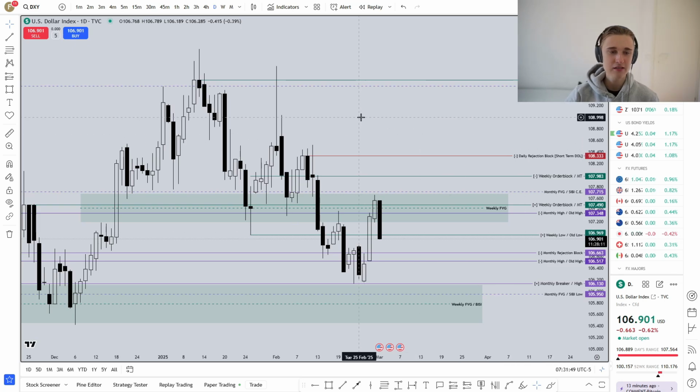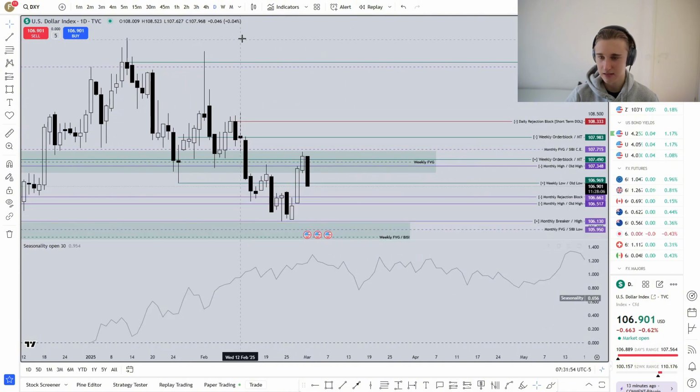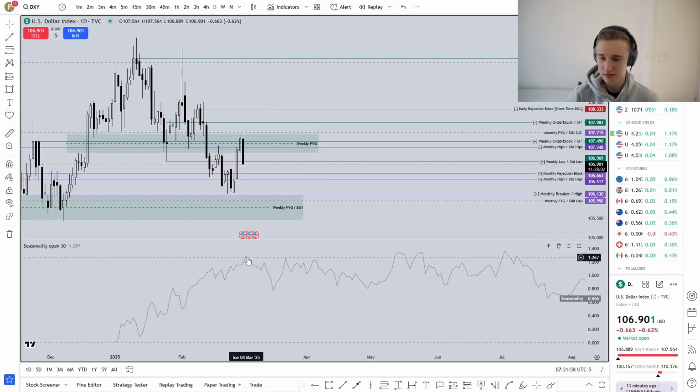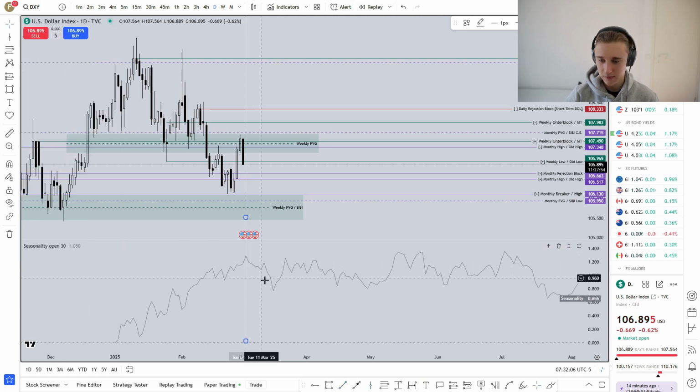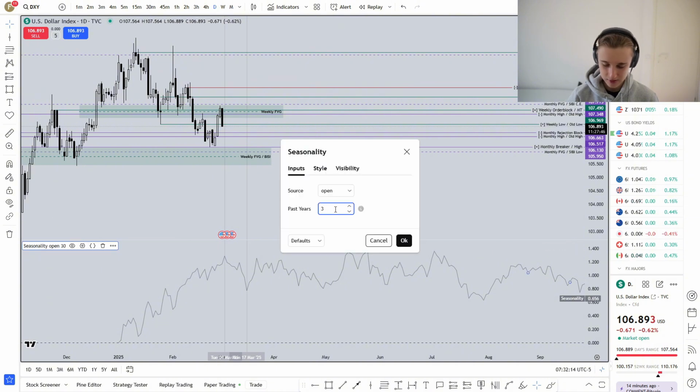Now we get into the seasonal tendencies. As I promised you, you can see I have the seasonality for the dollar index, the 30-year seasonality, and you can see we form a high at the beginning of March, and then create a low mid-March. Now let's look at other different seasonal tendencies.